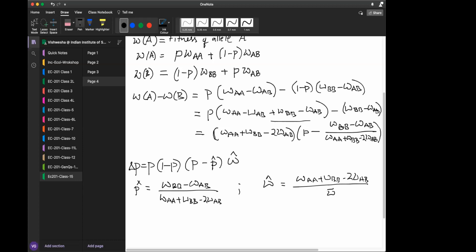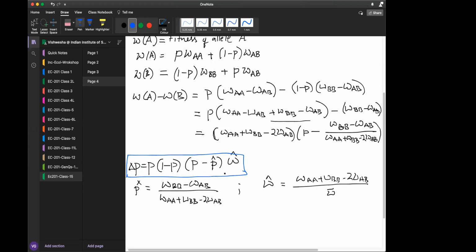So now look at this equation. This is for a diploid organism. We're looking at how the allele frequencies A and B are changing. We're not looking at how the genotype frequencies are changing, but how the allele frequencies are changing. This is the rate of change of allele frequency A. P stands for PA, as we have been using.